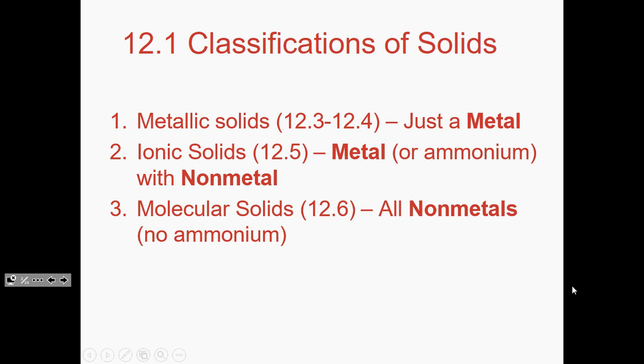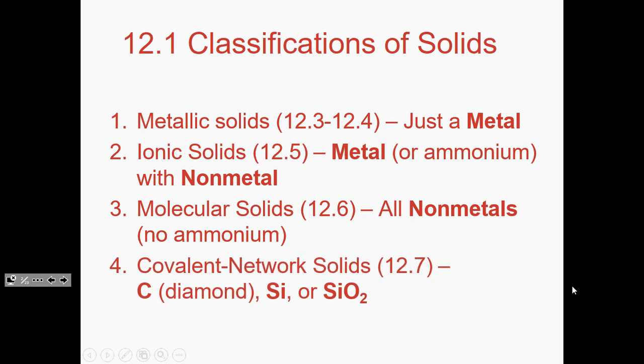The next type of solid that you should understand is our molecular solids. Basically, these are our molecular compounds that are solids at room temperatures. We've got all nonmetals with no ammonium, and they're held together themselves by covalent bonding, but in between they're held together by weaker intermolecular forces like van der Waals forces.